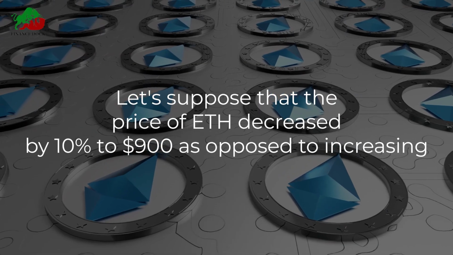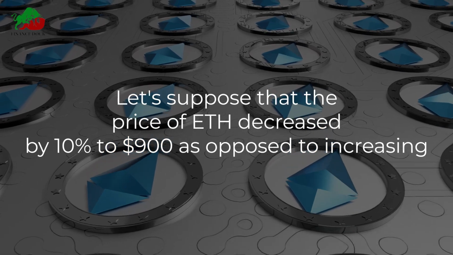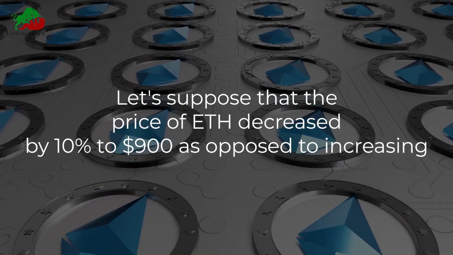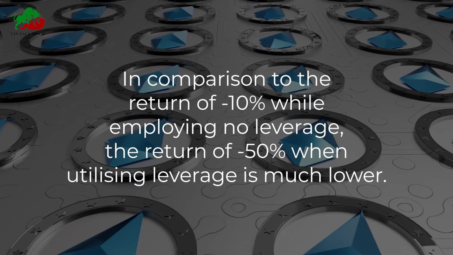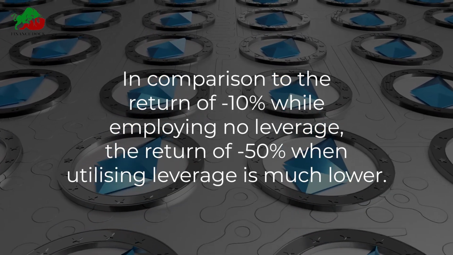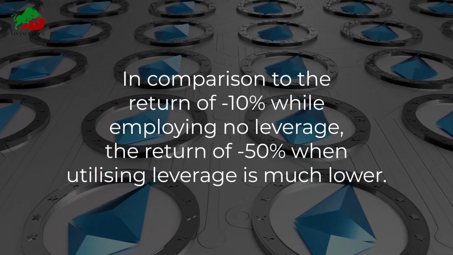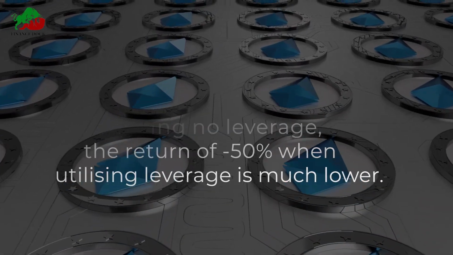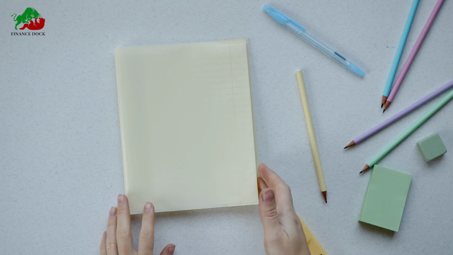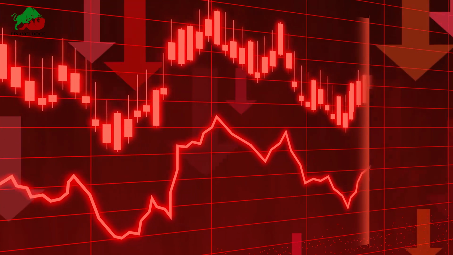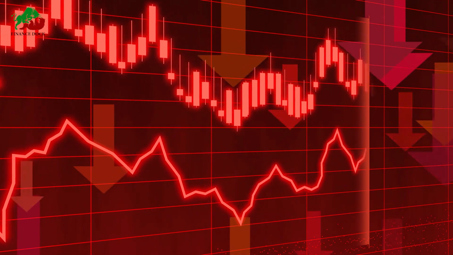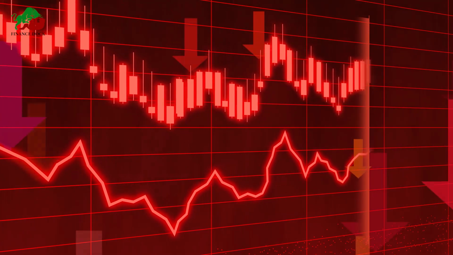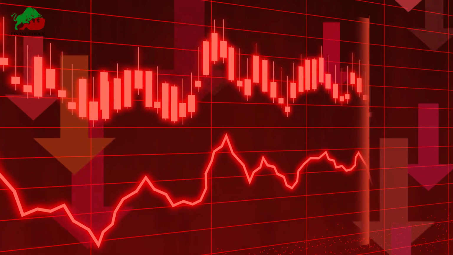Let's suppose that the price of ETH decreased by 10% to $900 as opposed to increasing. In comparison to the return of -10% while employing no leverage, the return of -50% when utilizing leverage is much lower. The potential for receiving margin calls is the other significant drawback of margin trading. This can require the trader to risk losing more than what they initially invested by adding more of their own money to the account, as previously mentioned.